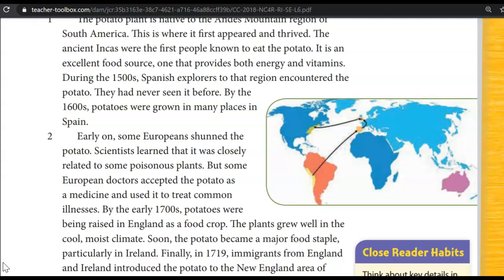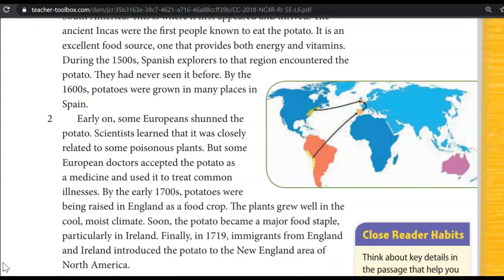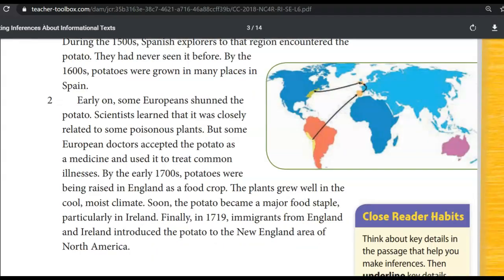The plants grew well in the cool, moist climate. Soon the potato became a major food staple, particularly in Ireland. Finally, in 1719, immigrants from England and Ireland introduced the new potato to the New England area of North America. It was brought from the Andes mountain region of South America all the way up to Europe, Spain and Ireland in Europe, back over to the New England area of North America.